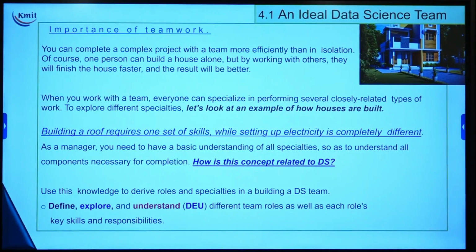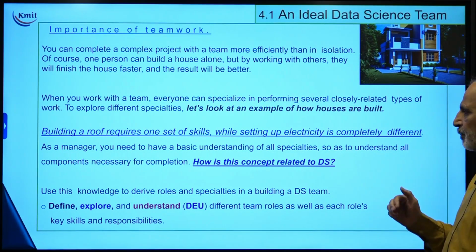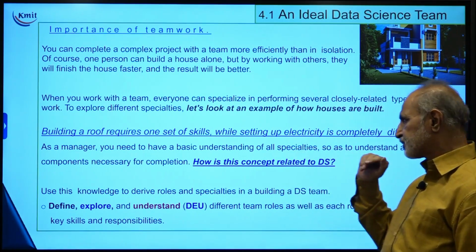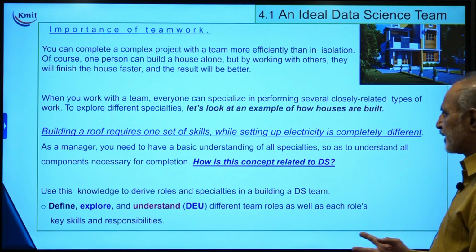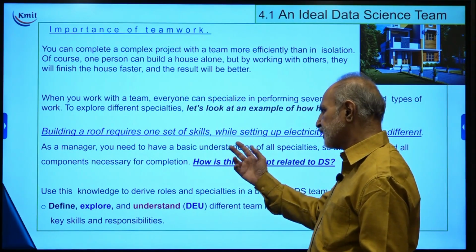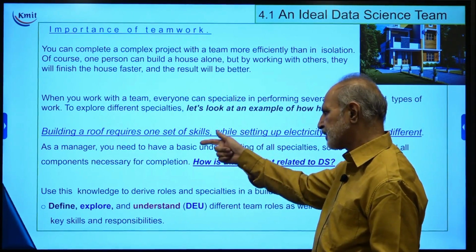To explore different specialties, let us look at an example of how a house is built. Building a roof requires one set of skills, while setting up electricity is completely different. A person who is putting up a roof and an electrical engineer or electrician, these two skills are entirely different. They are unrelated, but for the completion of a project they are related.